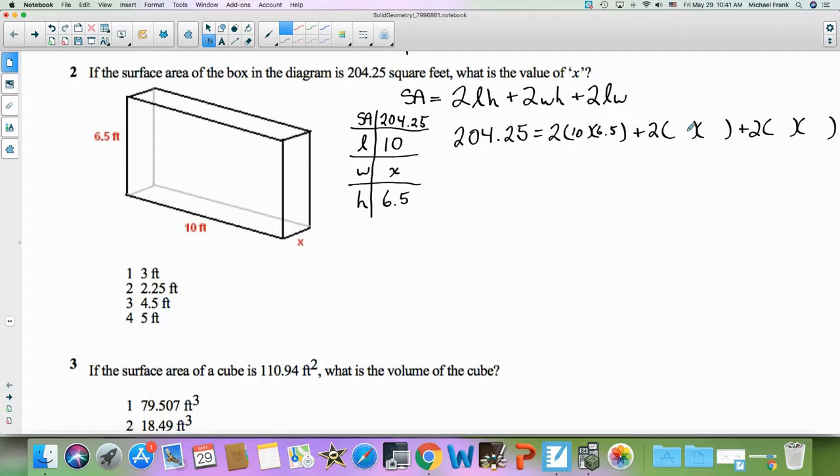This one's going to be my width and my height, x and 6.5. And the last one's going to be my length and width, which is 10 and x. All right, it's coming together here. So let's see if we can simplify some of these products.